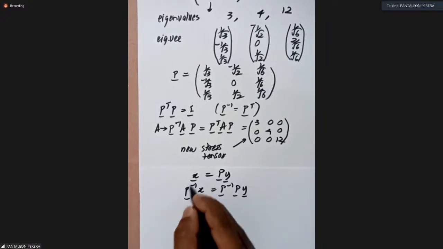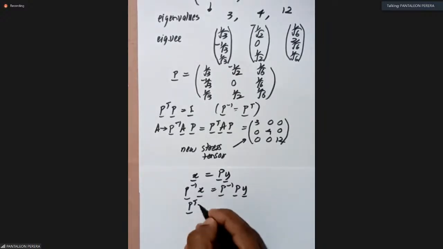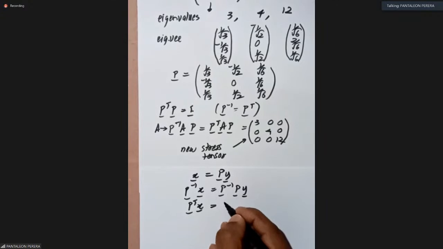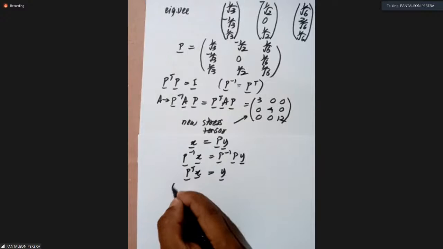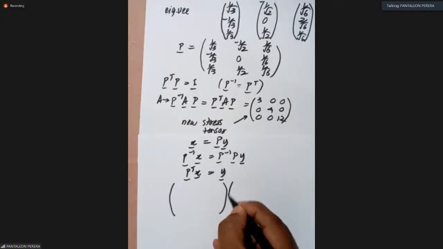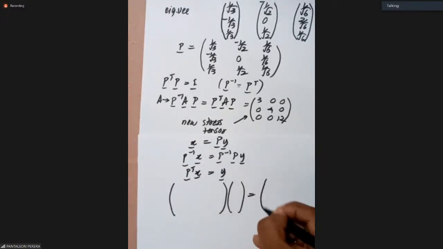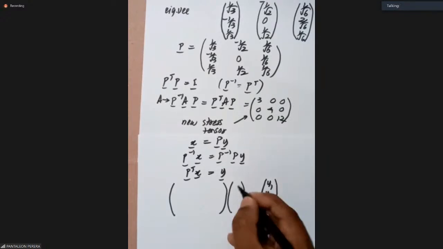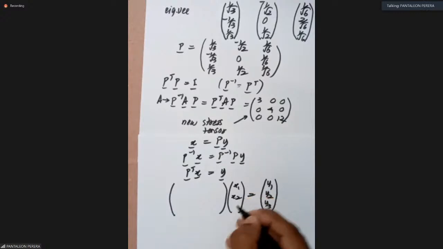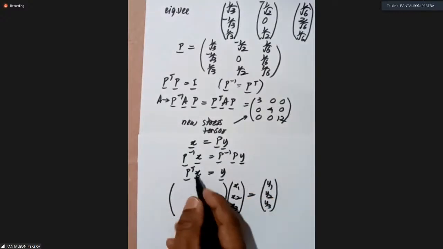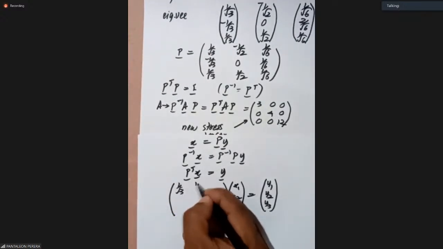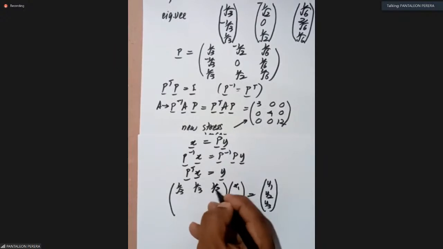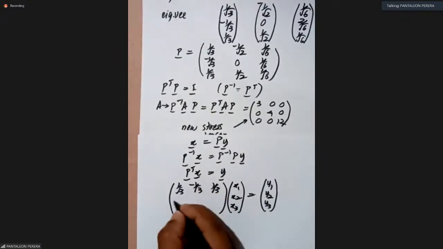P inverse is P transpose, because P is an orthogonal matrix. Now we'll try to figure out what Y is. This is the most important part. Then you can always see the importance of this as well, right? Now P transpose is 1 over square root 3, 1 over square root 3, 1 over square root 3, and so on.